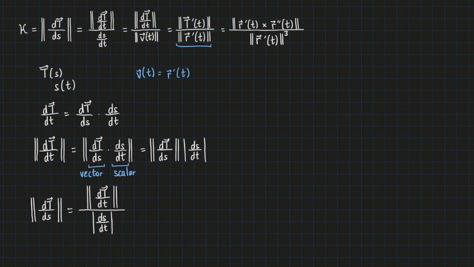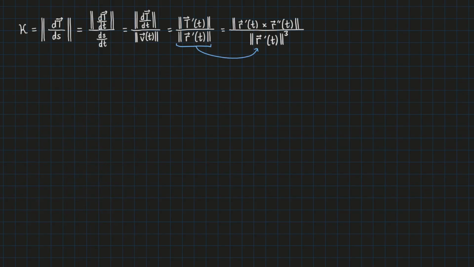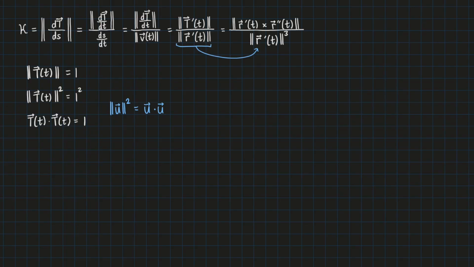From here, we can express curvature in terms of r and its derivatives. Before I start deriving this formula, we first need to understand that the unit tangent vector big T is orthogonal to its derivative. We know that the length or magnitude of the unit tangent vector big T is equal to 1. Let's square both sides. The magnitude of a vector squared is that vector dotted with itself. So the square of the magnitude of T can be rewritten as T dot T.